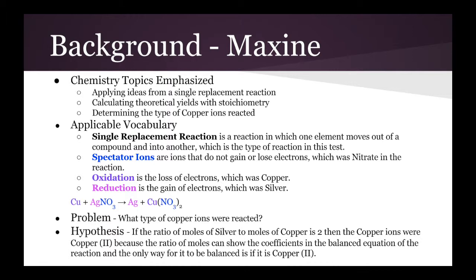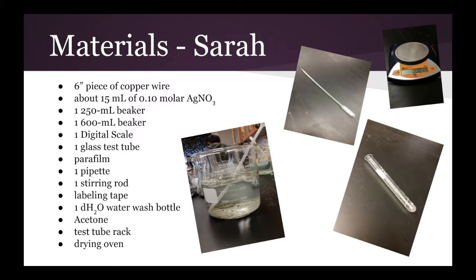The problem of this reaction was to determine what type of copper ions were reacted. The hypothesis created was if the ratio of moles of silver to moles of copper is 2, then the copper ions were copper 2 ions, because the ratio of moles can show the coefficients in the balanced equation of the reaction, and the only way for it to be balanced is if it was copper 2 ions. This hypothesis was correct.